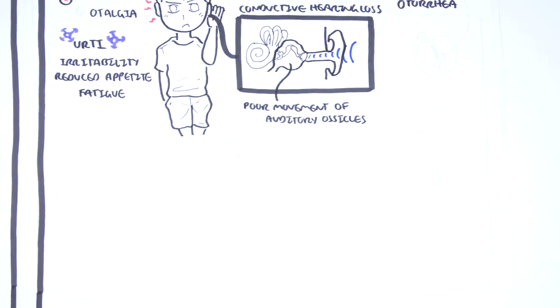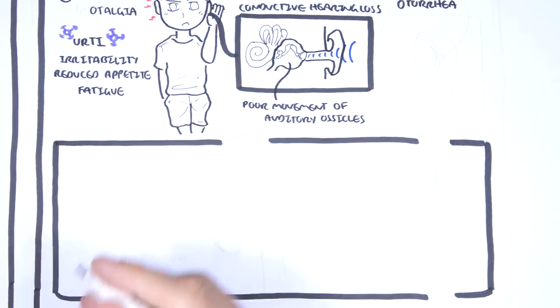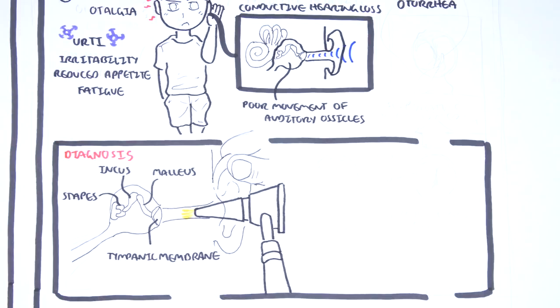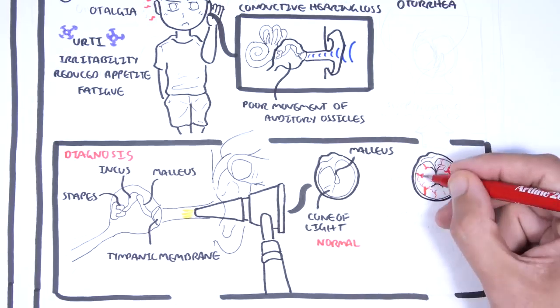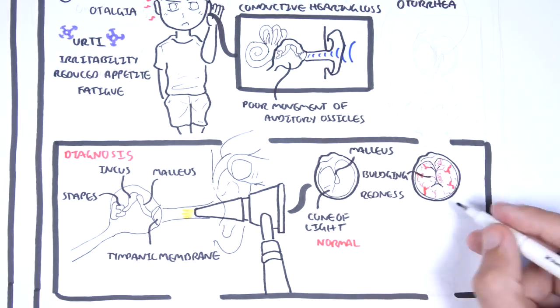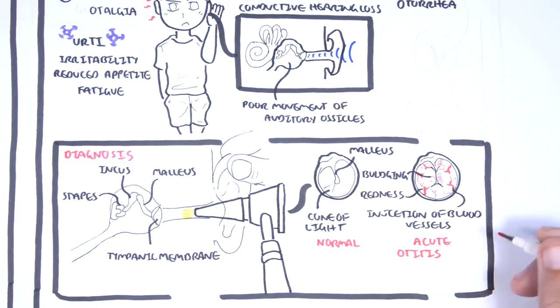Acute otitis media and otitis media with effusion can be diagnosed by direct visualization of the tympanic membrane with an otoscope or a pneumatic otoscope. In acute otitis media, the eardrum looks inflamed. Injection of the vessels of the tympanic membrane, reddening, and bulging of the eardrum are present. Using a pneumatic otoscope, there is limited or absent mobility of the membrane.